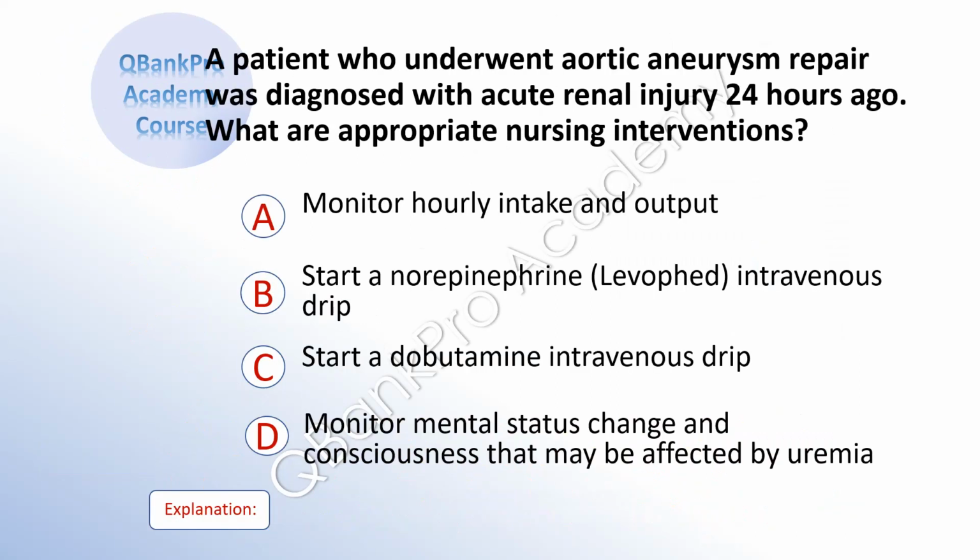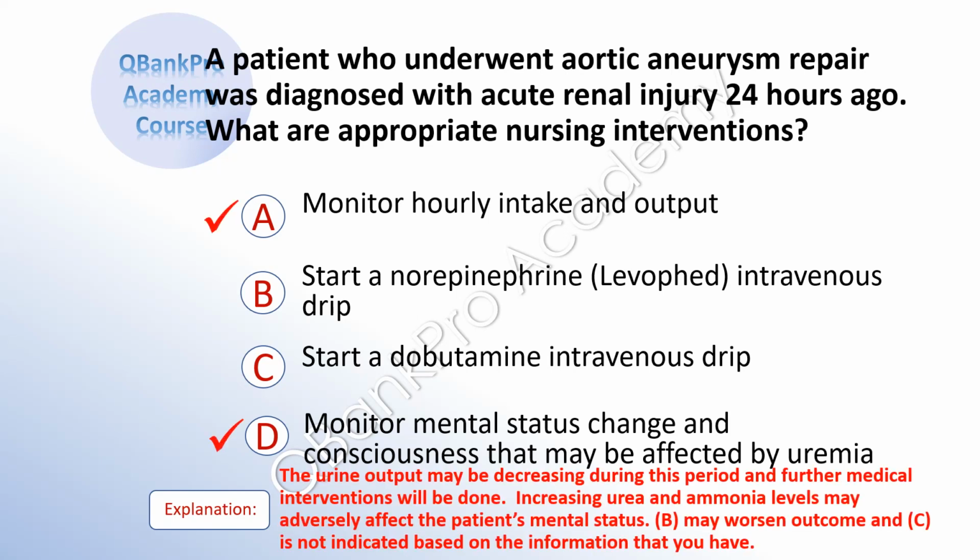A patient who underwent aortic aneurysm repair was diagnosed with acute renal injury 24 hours ago. What are appropriate nursing interventions? A. Monitor hourly intake and output. B. Start a norepinephrine Levophed intravenous drip. C. Start a dobutamine intravenous drip. D. Monitor mental status change and consciousness that may be affected by uremia.